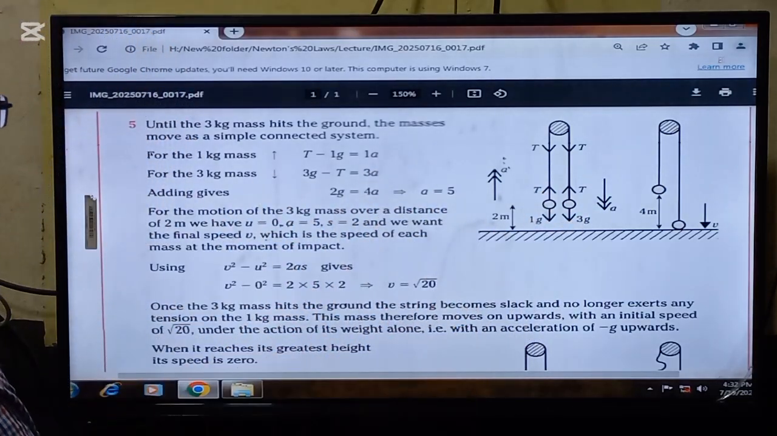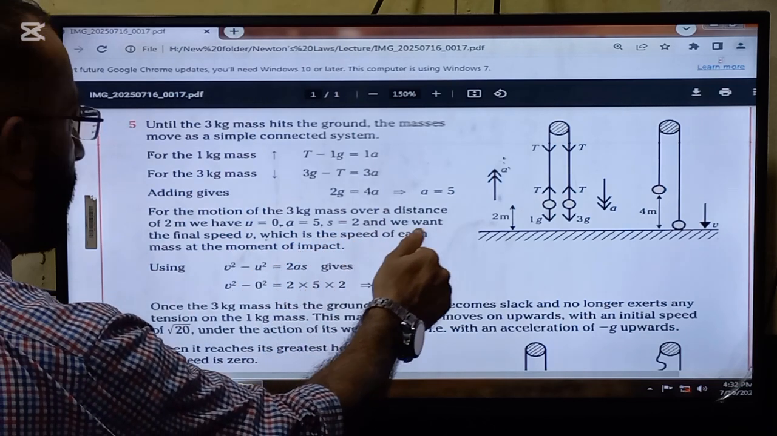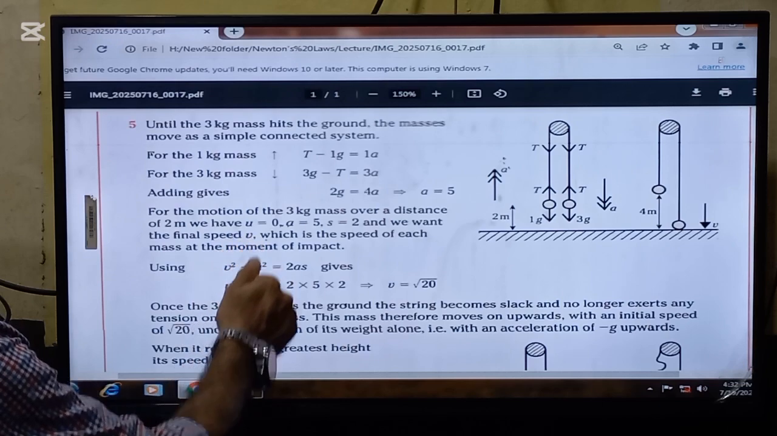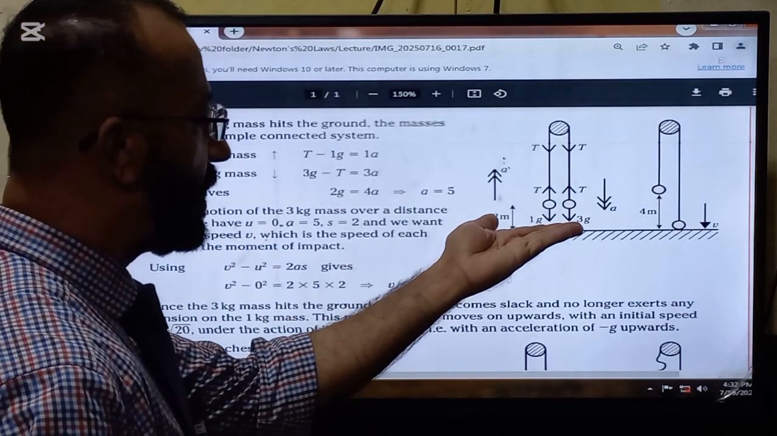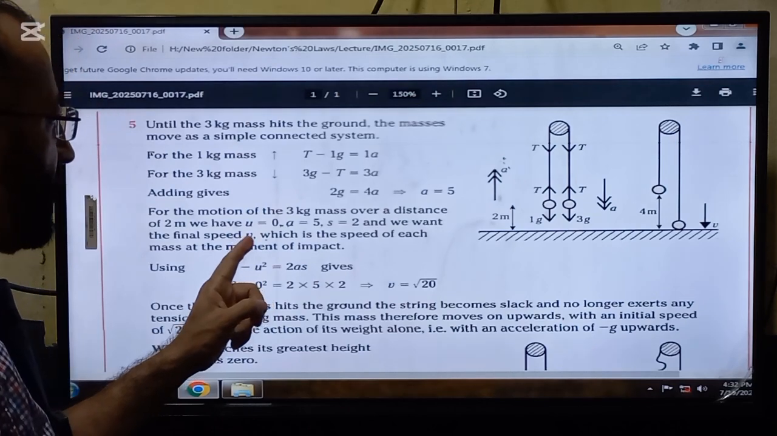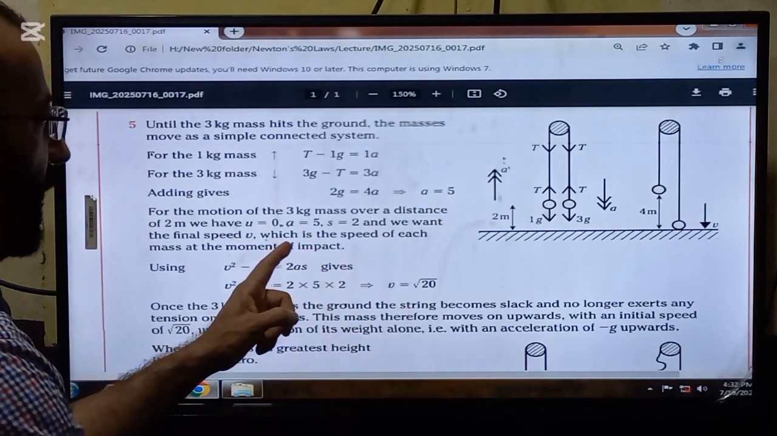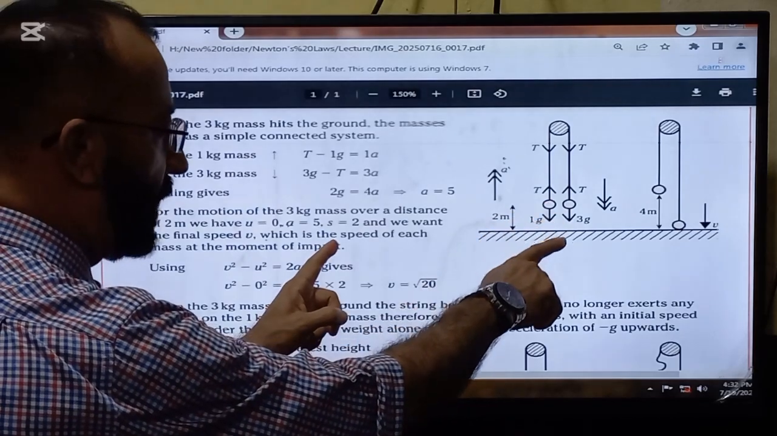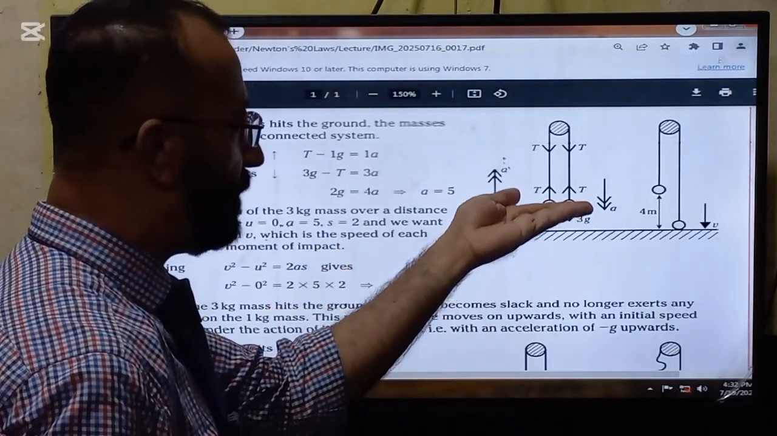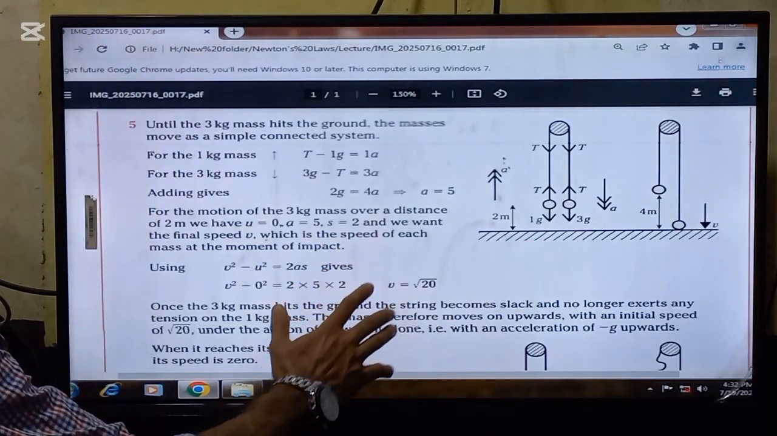Now for the motion of the 3 kg mass over a distance of 2 meters, we have u equal to 0, because the system was initially at rest, so the initial speed will be 0. The acceleration we have just found, a is equal to 5, and the distance moved is 2 meters, because it was given that the system is 2 meters up from the ground. So s is equal to 2.